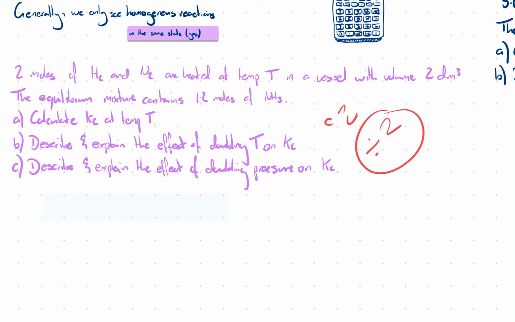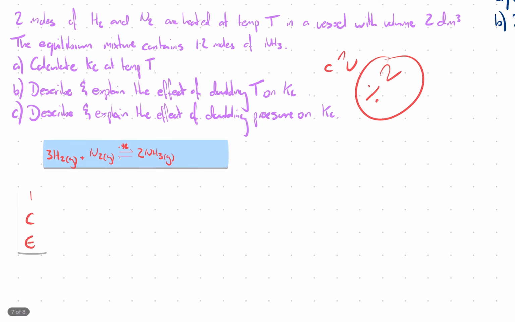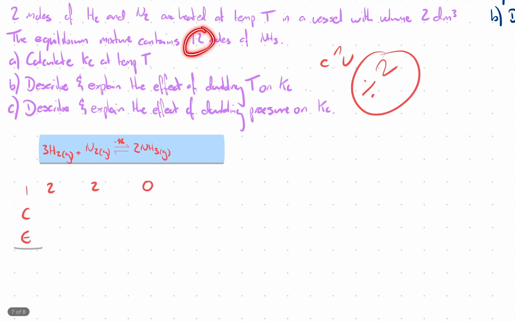So, this is our reaction. First thing we need to do is fill in our table. We need to do our ICE. So, our initial moles are here: 2 moles of H2, 2 moles of N2, so I can put that in, 2, 2, and we're going to start off with 0 of NH3, as will always be the case. The equilibrium mixture contains 1.2 moles, so my equilibrium mixture contains 1.2. Now I need to work everything else out.